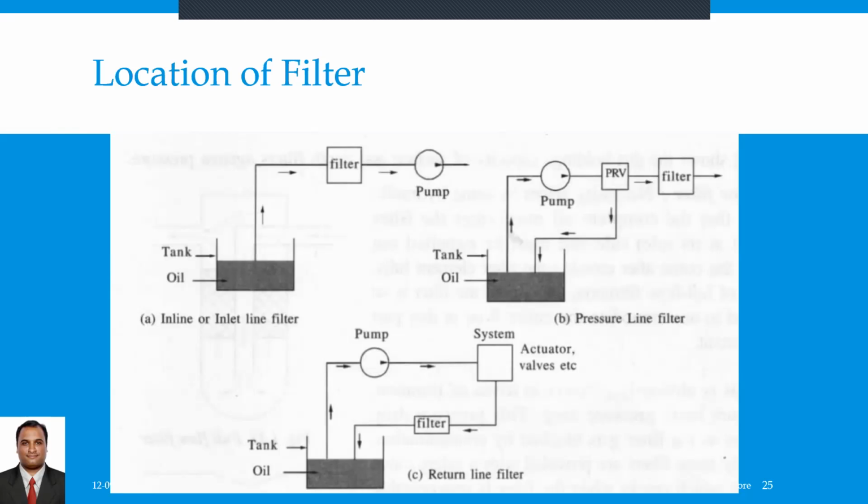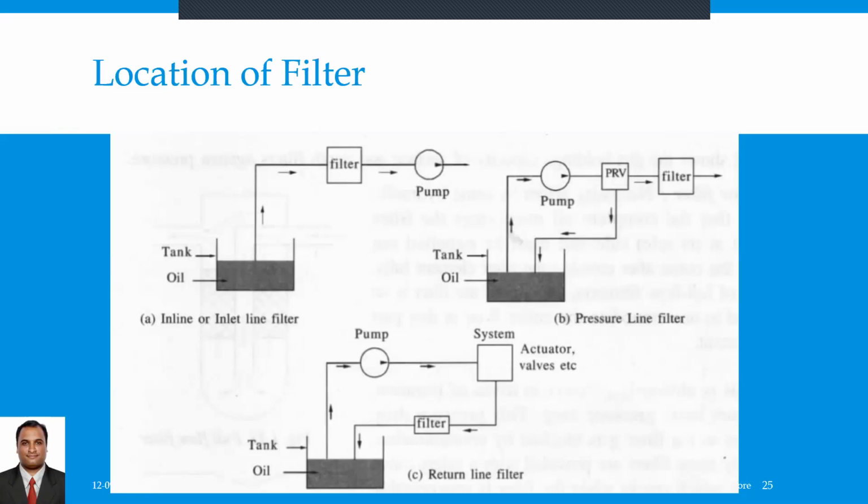Coming to pressure line filters, they are placed immediately after the pump to protect the valves and actuators, and can be of finer and smaller mesh. They should be able to withstand the full system pressure, and most of the filters used in hydraulic systems are pressure line filters.